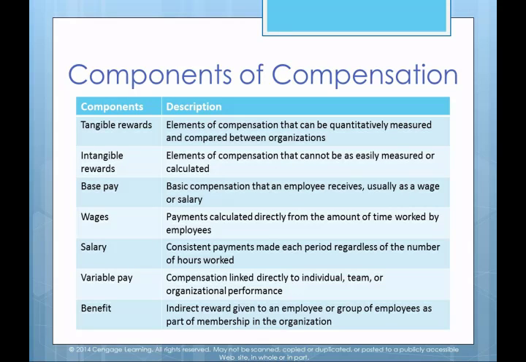Wages are payments calculated directly from the amount of time worked by the employee. So if somebody works 40 hours and they have $10 an hour, that's $400 of wages, where the base pay would be the $10 an hour. Salary is consistent payments made each period regardless of the number of hours worked. That's usually at the exempt level. Variable pay, compensation linked directly to individual, team, or organizational performance. And then benefits, indirect reward given to an employee or a group of employees as part of the membership of the organization.